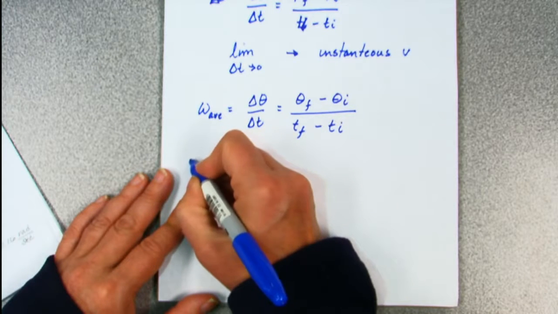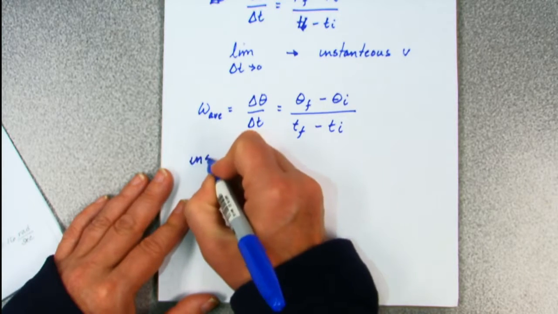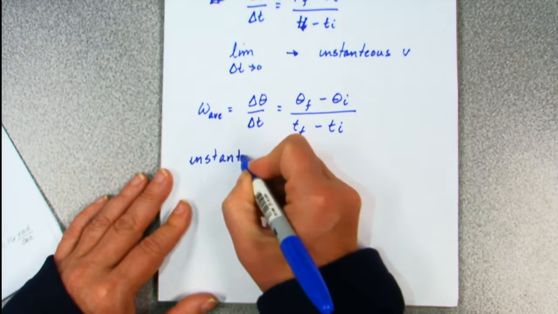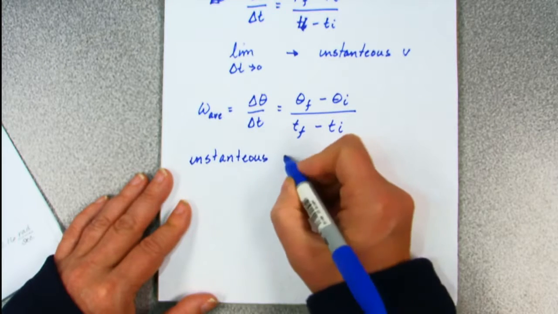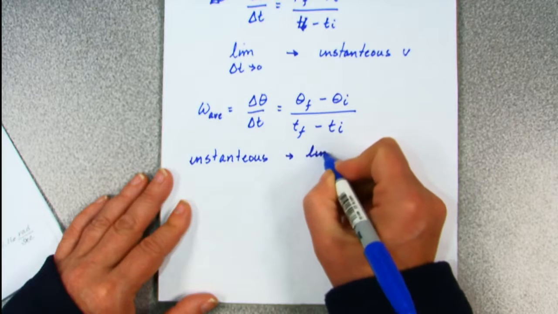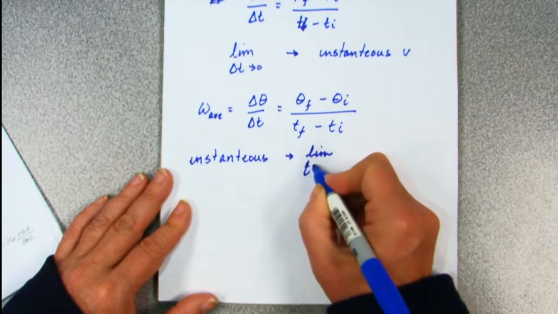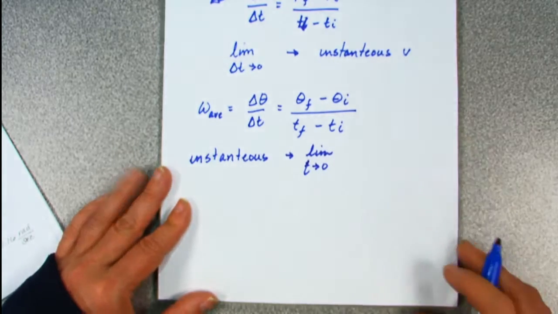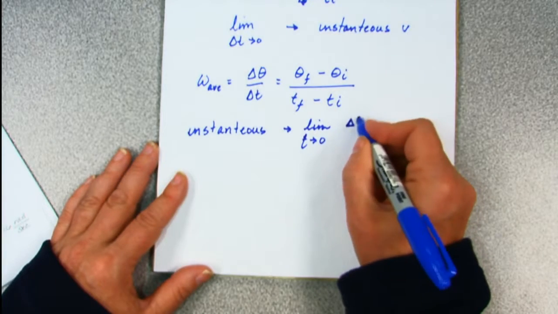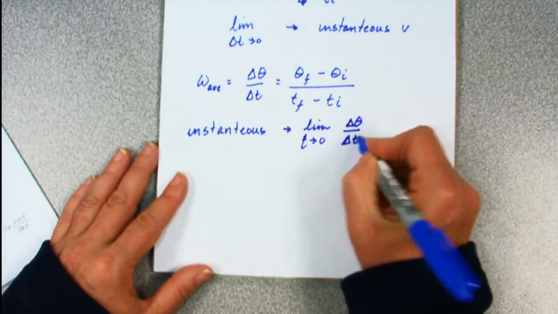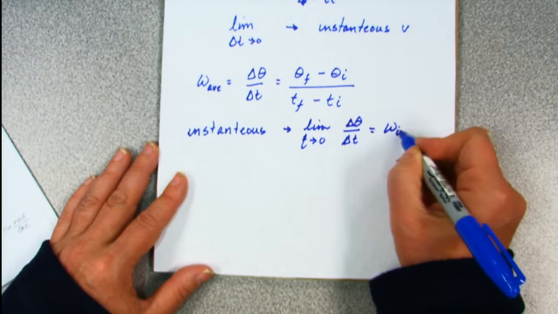And I can have an instantaneous angular speed, which is going to be that limit as time approaches 0 of that change in angle with respect to time. And that's going to be my instantaneous one.